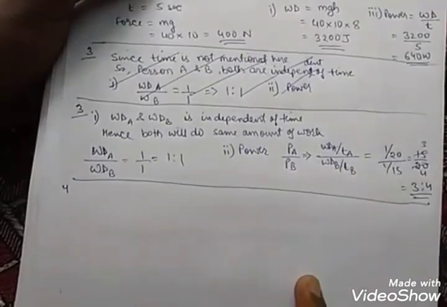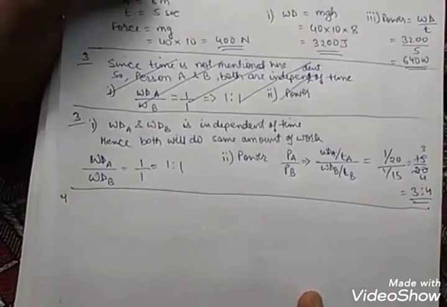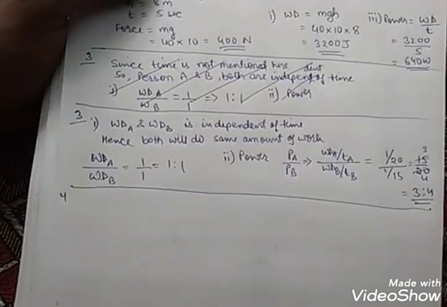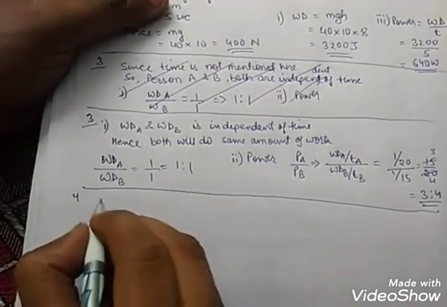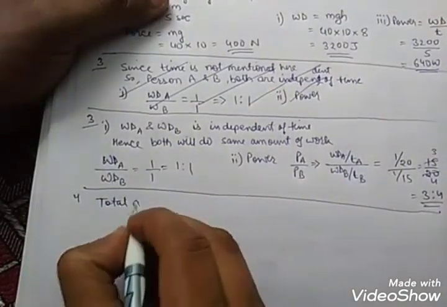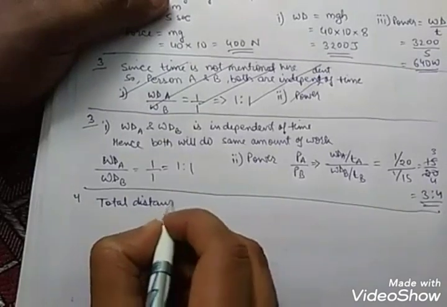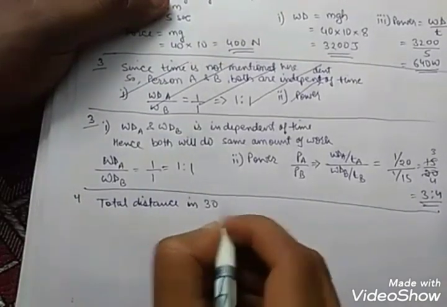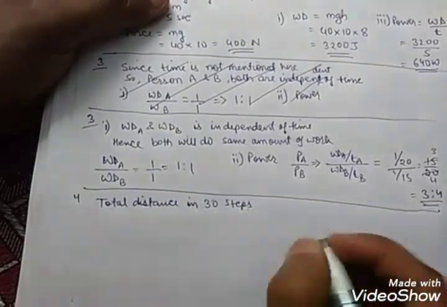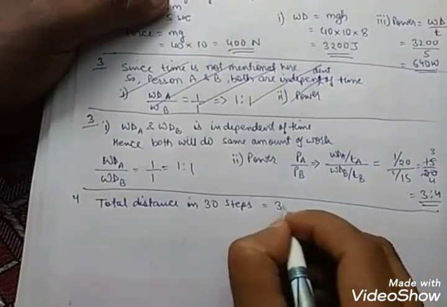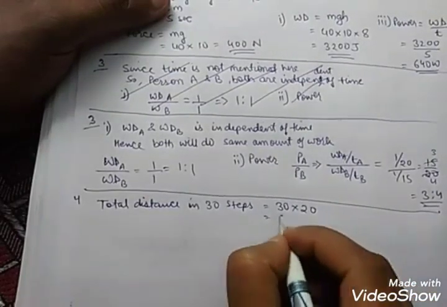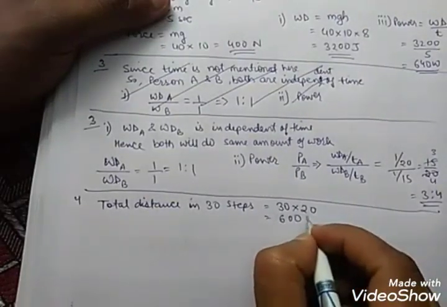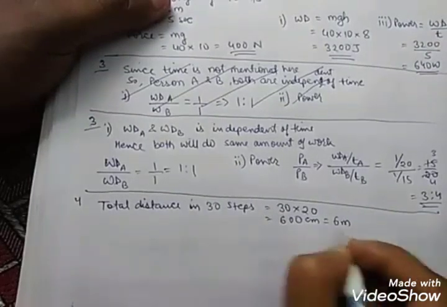Question number 4. A boy weighing 350 Newton runs up a flight of 30 steps, each 20 cm high, in 1 minute. Calculate the work done and the power. See, the total distance covered in 30 steps. How much it will be? 30 into 20, because 20 is the height of each step. So it is 600 centimeter, that is equal to 6 meter.